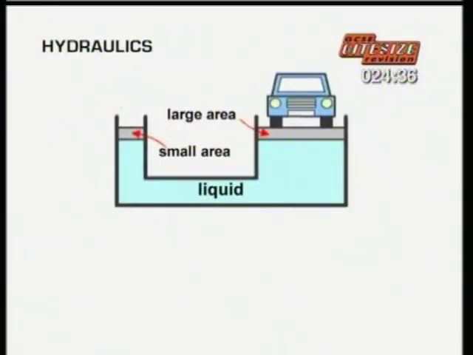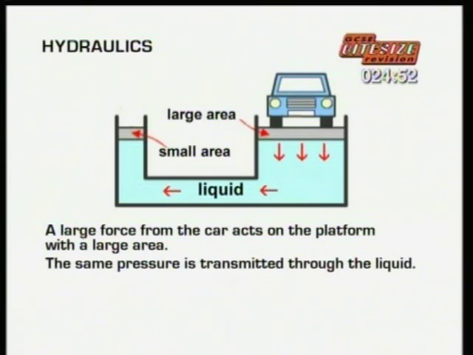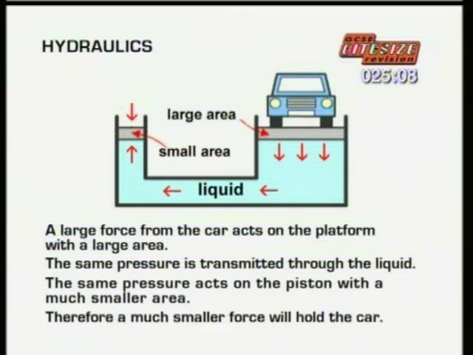Here's a diagram of a hydraulic car jack. On one side of the hydraulic jack, the car exerts a large force over a large area platform and exerts a certain pressure on the liquid. The liquid is not compressed, so that same pressure, that's force per square metre, is transmitted through the liquid to the piston on the other side of the jack. Here, the same pressure can be held back by a much smaller area of piston. That means it only needs a much smaller force to hold the car.